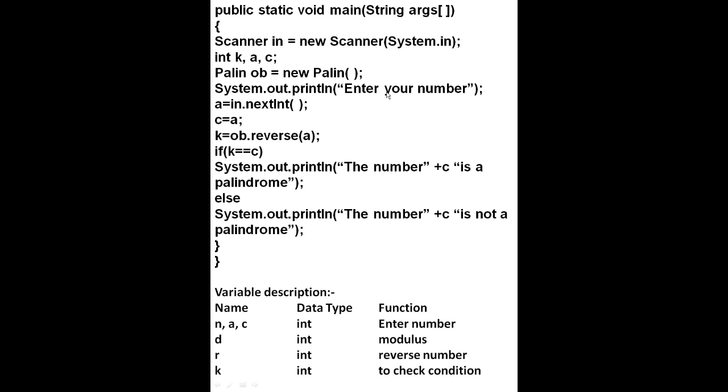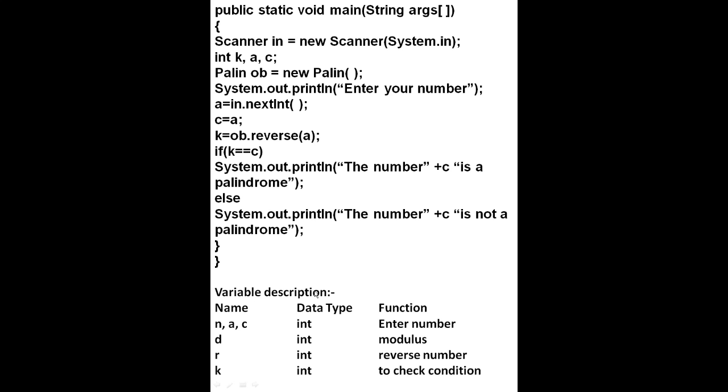System.out.println, enter your number, then we will write the data type of that number. Now we will write c is equal to a, means the number which we have entered is equal to c. Now k is equal to ob.reverse. This is the object to find the reverse number. If k is equal to c, then System.out.println the number c is a palindrome. Otherwise System.out.println the number c is not a palindrome. Then we have opened curly brackets two times, so we will close the brackets two times over here.